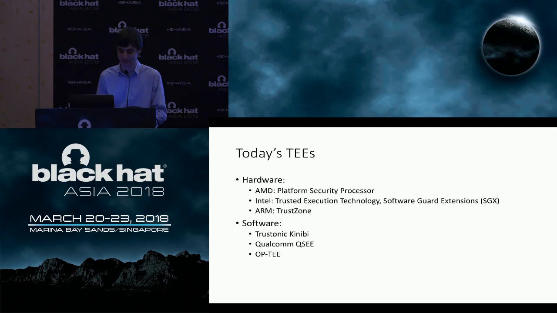So what do we have today? Well, the most common stuff, AMD, Intel, and ARM. So AMD has PSP, Platform Security Processor. Intel has their TXT, Trusted Execution Technology, and Software Guard Extensions, which are some hardware features that are built into their chips. And ARM has TrustZone. And really we're going to focus on TrustZone today.